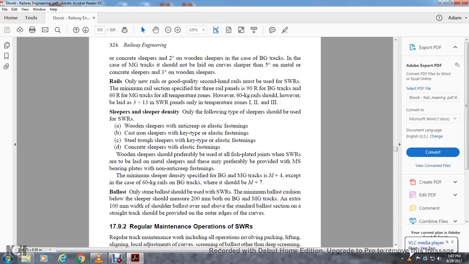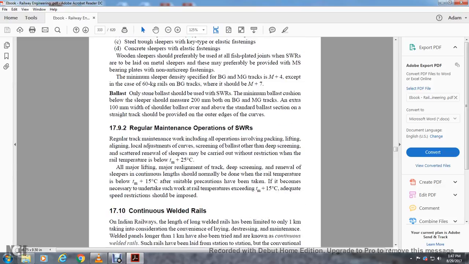Minimum sleeper density is specified for broad gauge and meter gauge track as M+4, except for the case of 60 kilogram rails on broad gauge track, which would be M+7. Ballast: stone ballast should be used with short welded rails. The minimum ballast cushion below the sleeper should be 200 millimeters on both broad gauge and meter gauge, and an extra 100 millimeter width of shoulder ballast over and above the standard ballast section of straight track should be provided on the outer edge on curves.